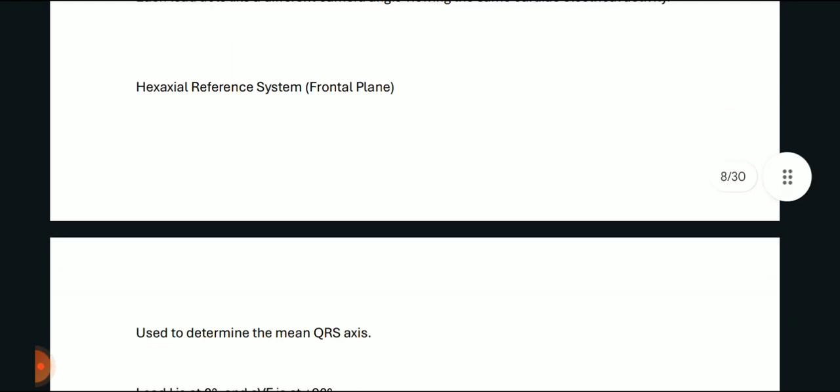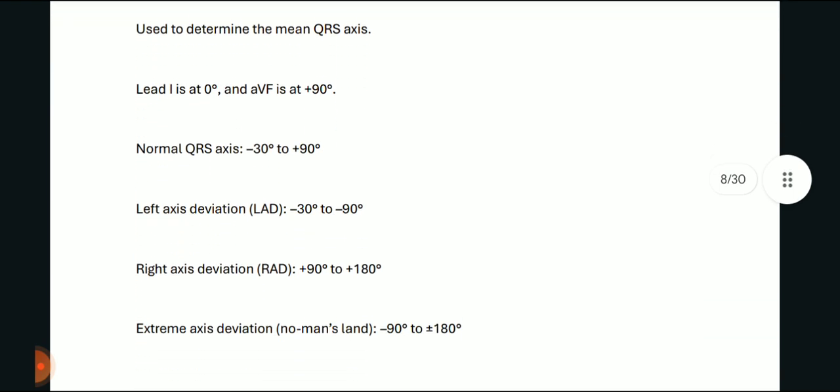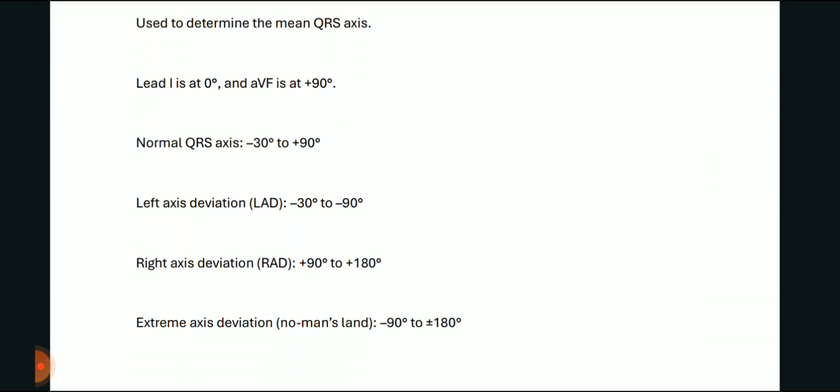Hexaxial reference system is there, which results in the frontal plane. It is used to determine the mean QRS axis. Lead 1 is at 0 degrees, aVF is at 90 degrees. Where does the normal QRS axis lie? It's very important. It lies between -30 to +90 degrees. The normal QRS axis should lie in the interval between -30 and +90.